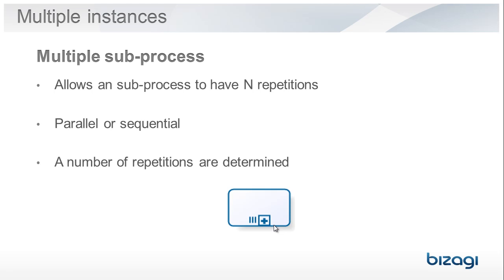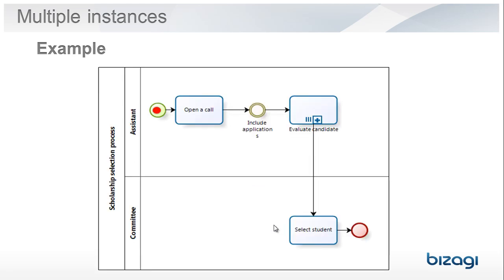Going back to the example, in this case, the evaluate candidate subprocess is a multiple subprocess that will be repeated for each registered applicant. Having evaluated all the applicants, the committee can select one student and award the scholarship. In this example, the repetitions are known previously, as many repetitions as the number of applicants registered, and the execution will be in parallel, i.e. each evaluation will be independent from the others and will be executed simultaneously.